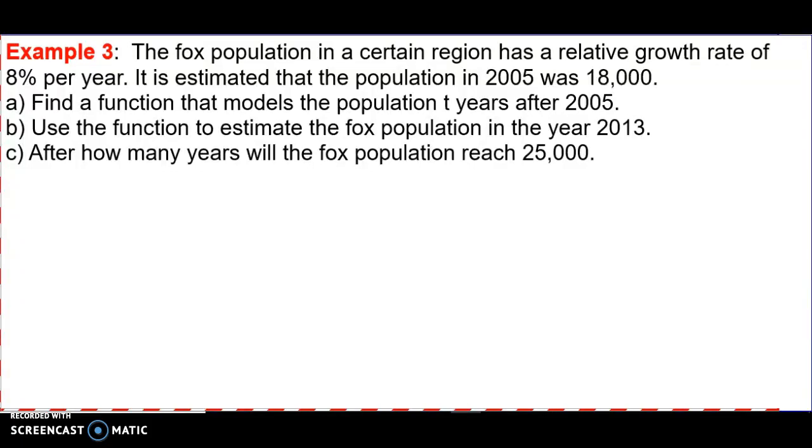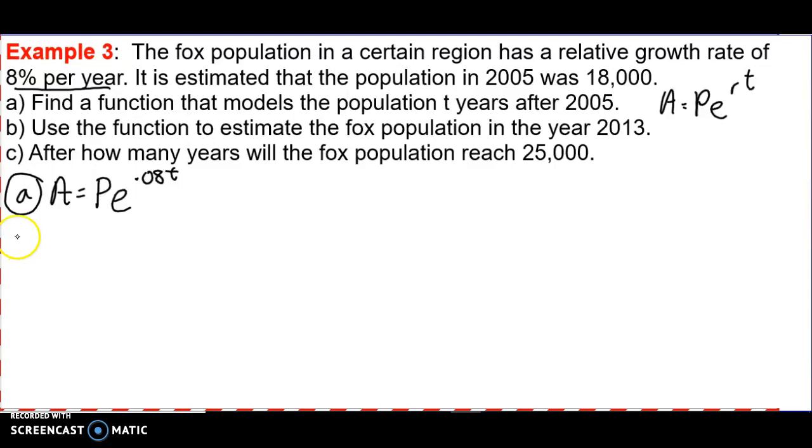Okay, example 3 says the fox population in a certain region has a relative growth rate of 8% per year. It is estimated that the population in 2005 was 18,000. Again, we're still using the formula A equals P times e to the rt. Part A says find a function that models the population t years after 2005. So A equals P times e. Our rate per year was 8%, which becomes 0.08 times our t. That answers part A of our question.